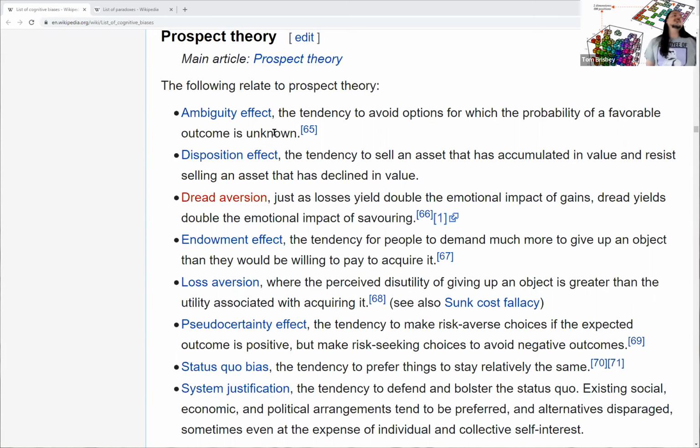Disposition effect, the tendency to sell an asset that has accumulated in value and resist selling an asset that has declined in value. Yeah, I used to own this when it was worth more. I don't want to lose. Or I don't want to give up the thing that has value to me, which is why people have a hard time sharing ideas. Now, honestly, from every perspective, those ideas have value. That value feels diminished the more accurately that perspective is gained.